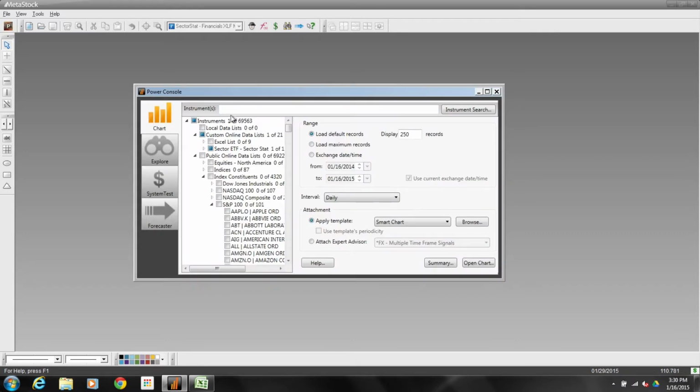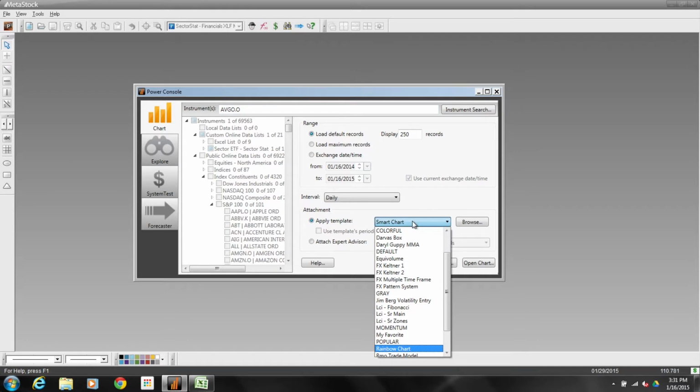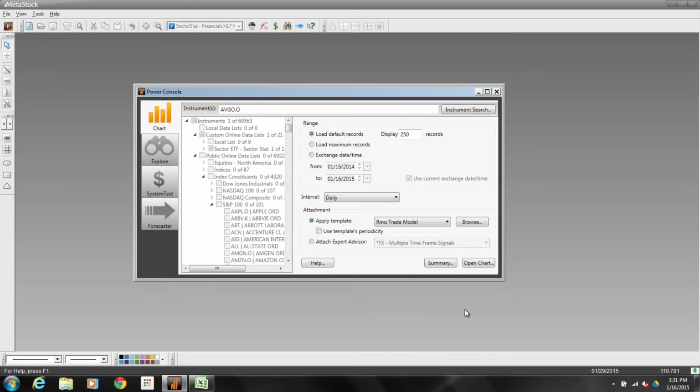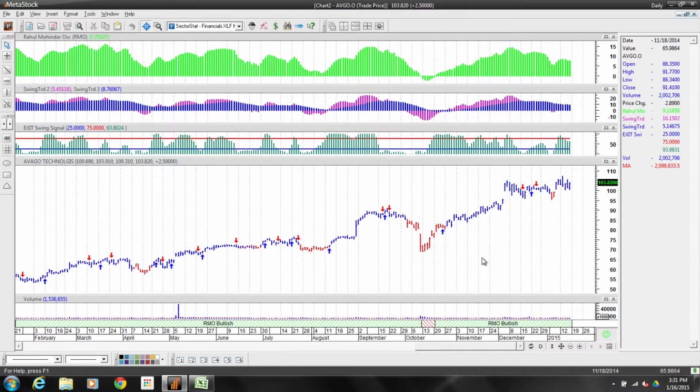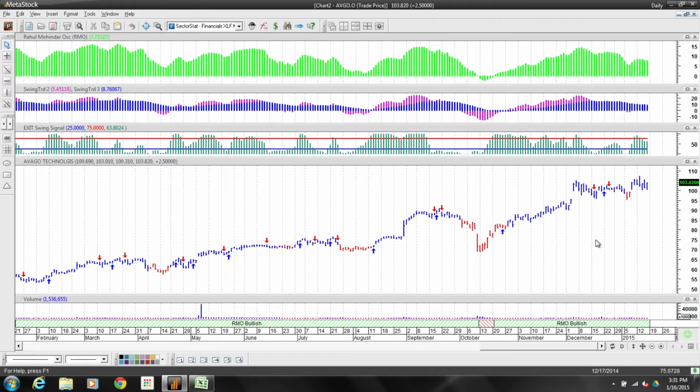We're going to go to the Power Console. Let's open up a chart. And we're going to open up with a template. Now, opening up with this template makes it easy to quickly have all the indicators from the RMO applied on your chart. So we'll apply the RMO trade model, choose Open Chart, and here we have a view of the RMO as it's designed within MetaStock.